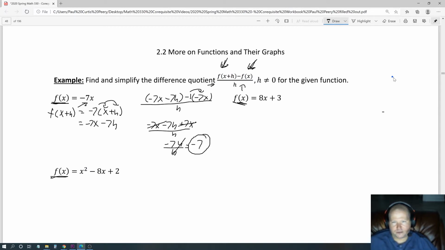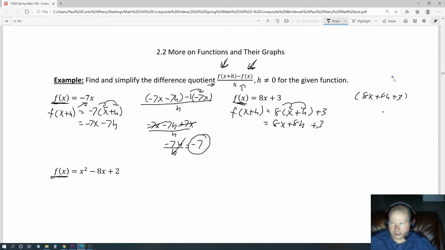Okay, let's try the next one. Again, the first step is we have to find f of x plus h. I don't know what that is, so we say x plus h plus 3. 8 times x is 8x. 8 times h is 8h plus 3. None of these are like terms, so you cannot combine. Okay, let's just plug it into the difference quotient. The first thing is going to be 8x plus 8h plus 3 minus the original equation, which was 8x plus 3, all over h.